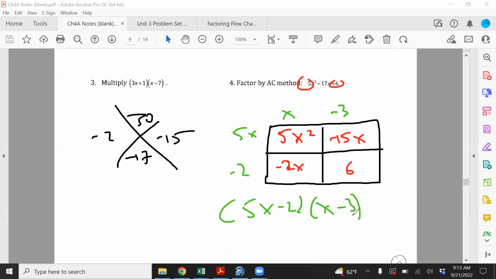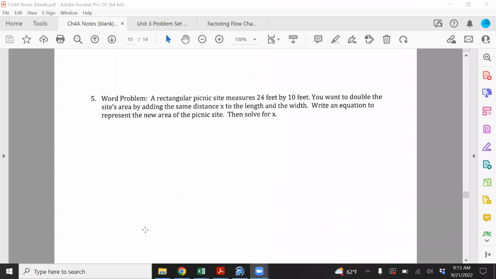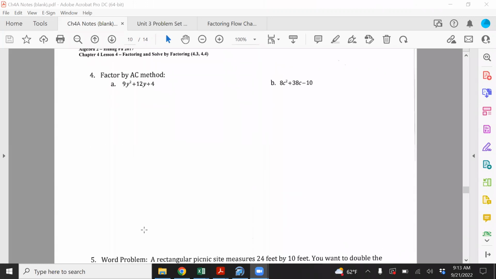The first way was factor by grouping. It can get a little messy, but if you like the box, hey, go for it. All right, just a bit more. I'm not going to do the word problem, so we'll just do a couple more and then we'll stop.